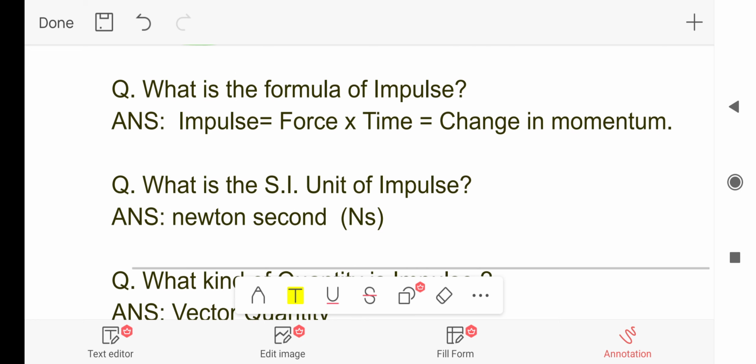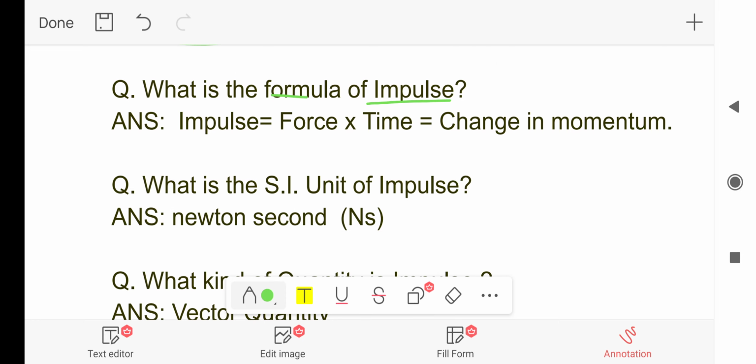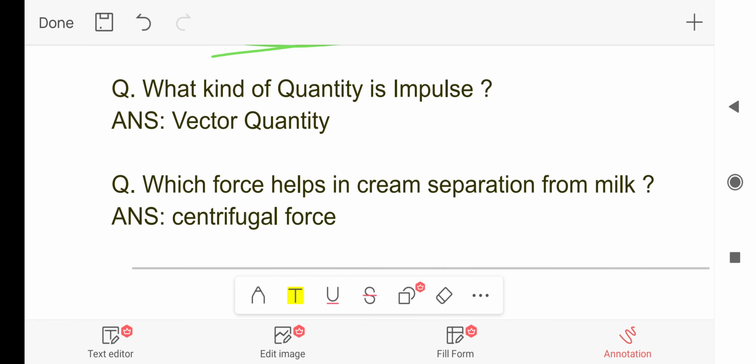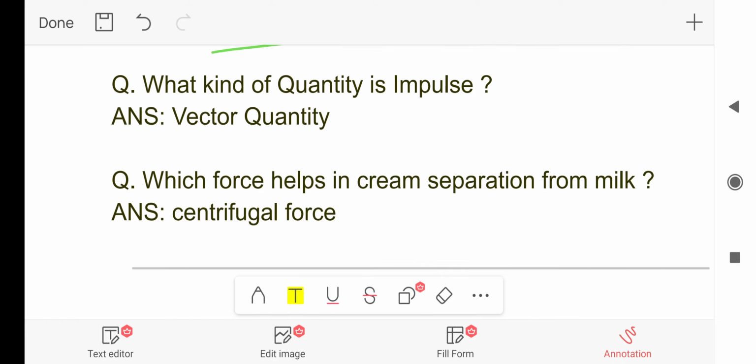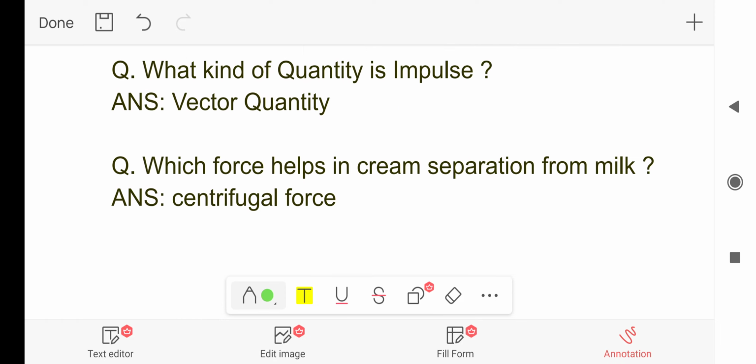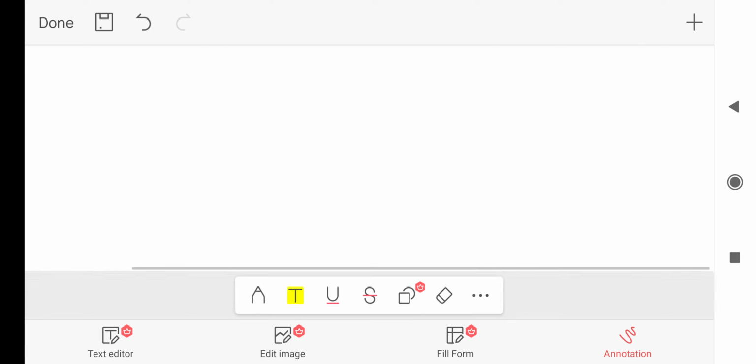Next question, what is the formula of impulse? Its formula is force into time, which is also called change in momentum. Next, what is the SI unit of impulse? As force SI unit is Newton and time is second, impulse SI unit is Newton second. What kind of quantity is impulse? Impulse is a vector quantity. Next question. Which force helps in cream separation from milk? Answer: centrifugal force. That's all for today.